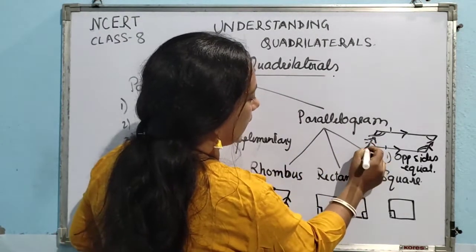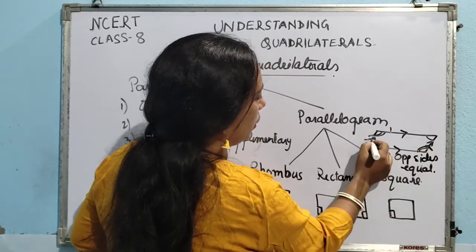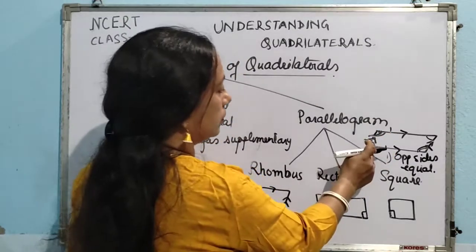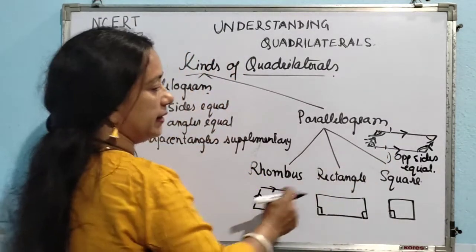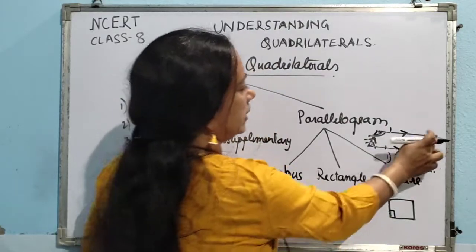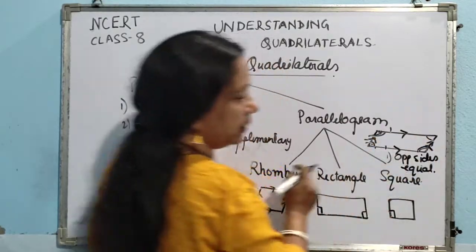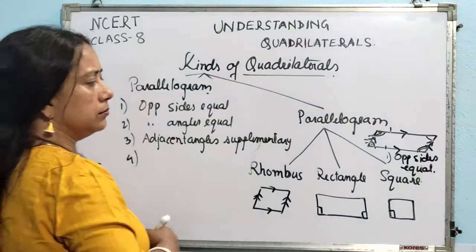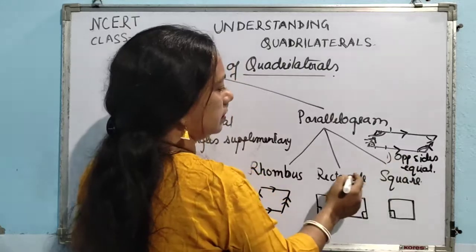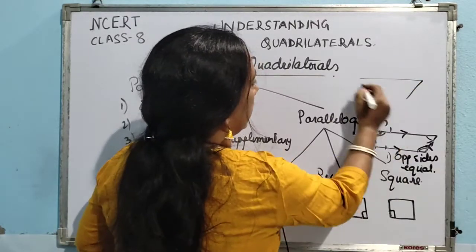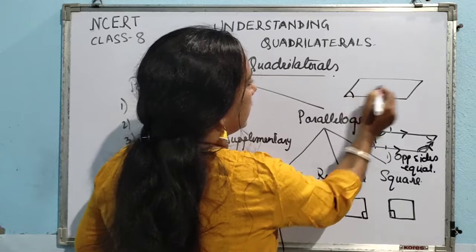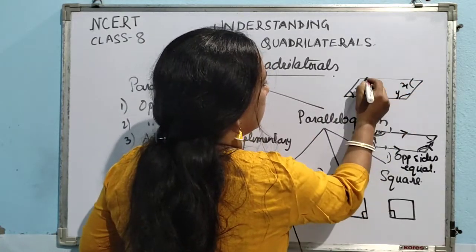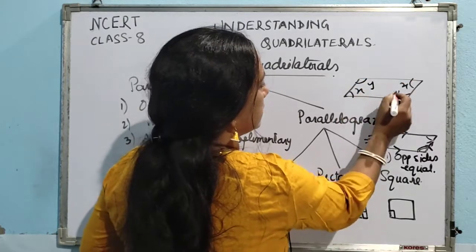Because see, adjacent angles means this angle and this angle, or you can say this angle and this angle. So any two adjacent angles will be supplementary, because this plus this will be 180 degree. Similarly, this plus this will be 180 degree, this plus this will be 180 degree, this plus this will be 180 degree. Now you may think how it has come, how we can say that these are supplementary. See, in a parallelogram, this angle is equal to this. Suppose this is x and this is x, and we know that this angle is equal to this. So this x, this y.